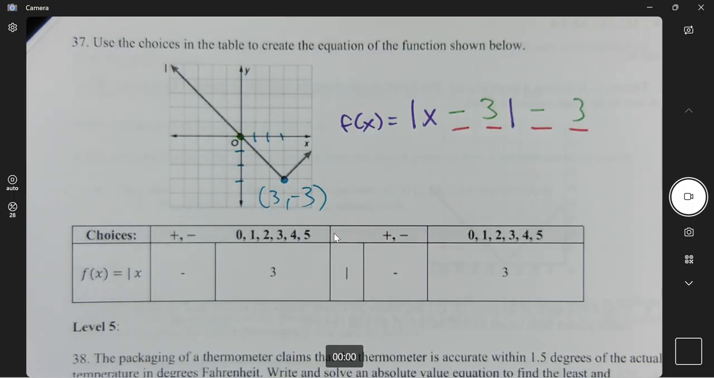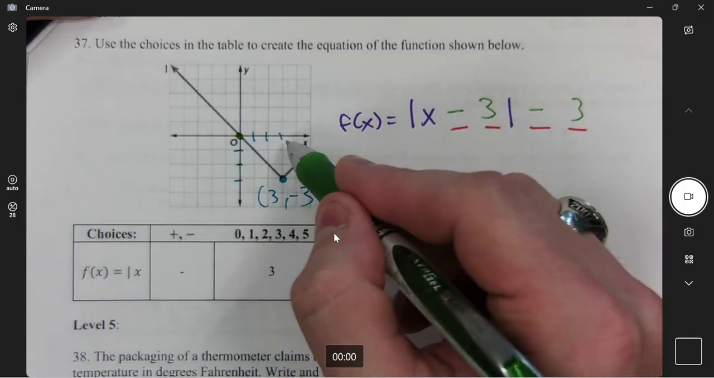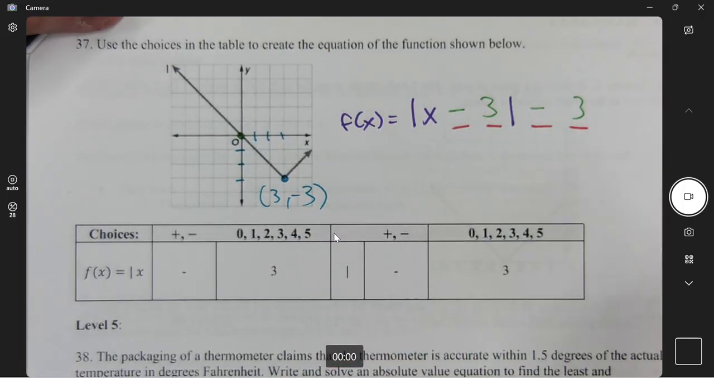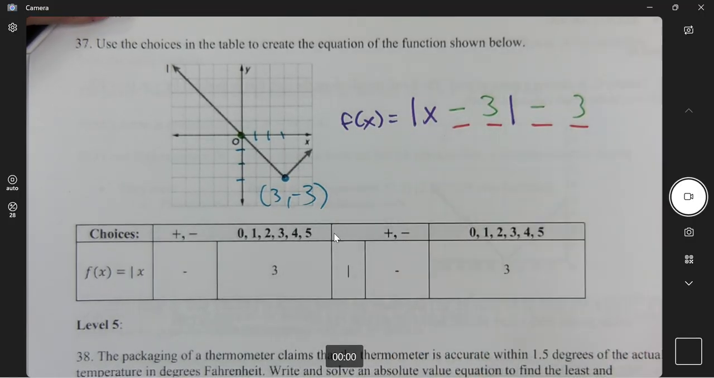That's it. Horizontal, inside, opposite of what you think. Going to the right is subtracting. Vertical, outside, same. Going down is subtracting.